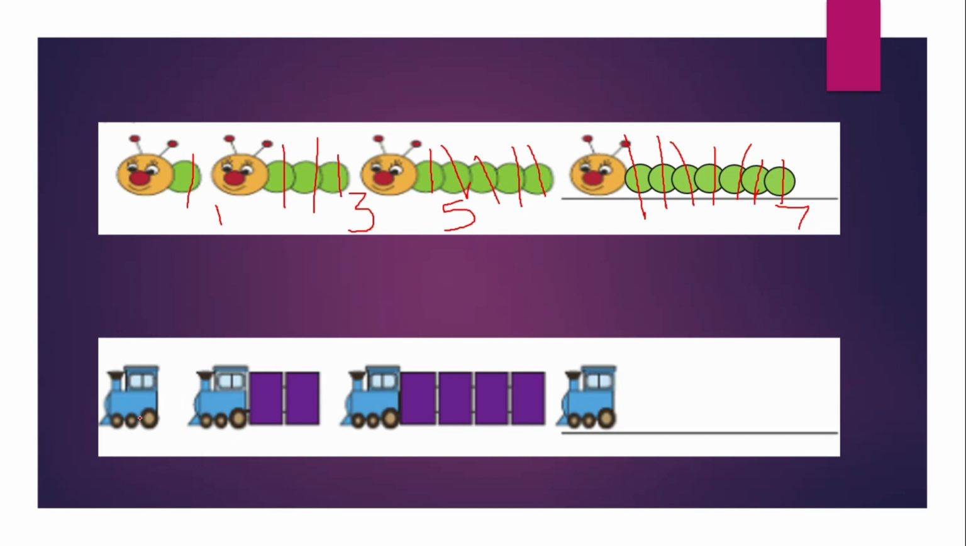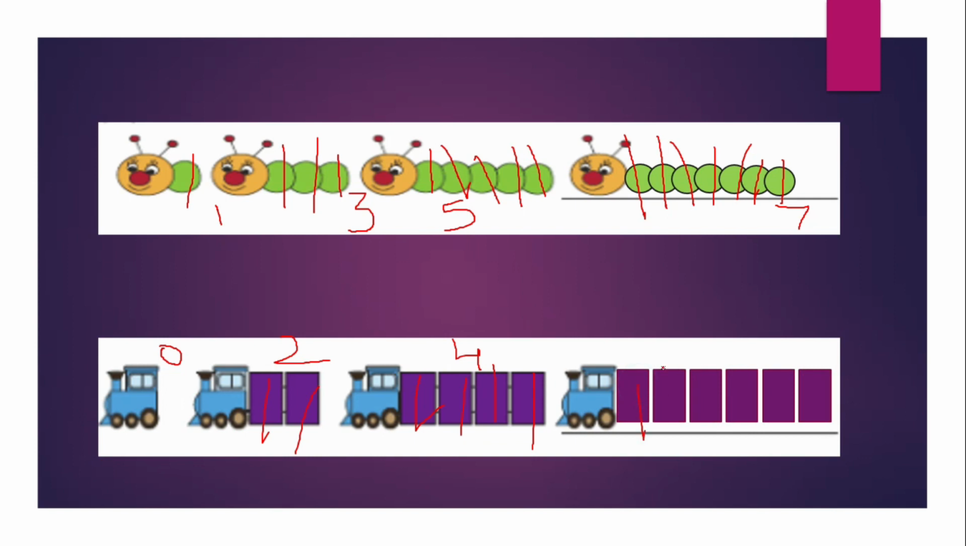Here you have a train, and you can see 0 bogies in the first one, then I have 2 bogies in the second one, 1 and 2, and in the next one I have 1, 2, 3 and 4. So how many bogies are there? 4. And as we observe the pattern, the next one will have how many bogies? 1, 2, 3, 4, 5 and 6. So 6 bogies in the next one. Is it not interesting? Right.